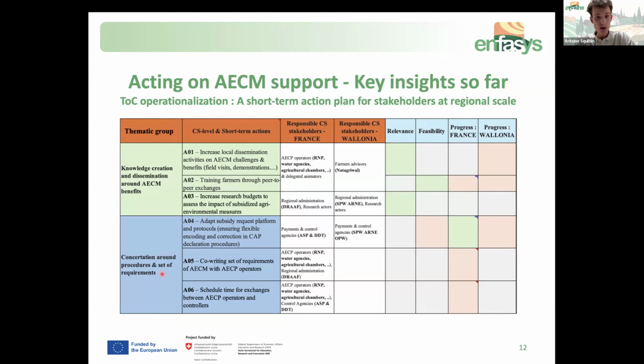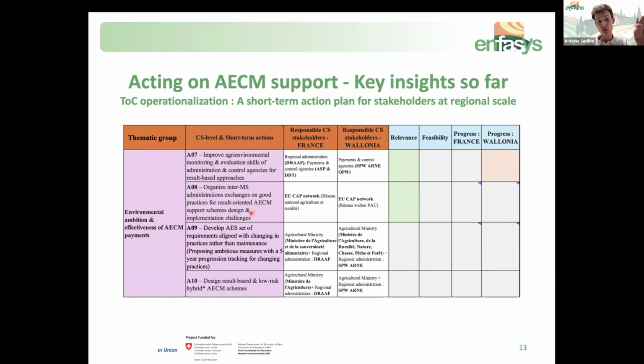Then on the consultation around the procedure and set of requirements, different types of actions were proposed, including co-writing the set of requirements with AECM operators and farmers, and scheduled time for exchange between the ACP, so the coordinators of the agri-environmental and climate projects, and the controllers. And each time the responsible stakeholders were identified for each of the regional sub-contexts, so in France and Bologna. And then we asked people if this was relevant, feasible, and what is the current progress on both territories for those actions. And we did the same based on the strategic intervention for other items. And we're still trying to assess whether the progress is good or less advanced in the different regions.